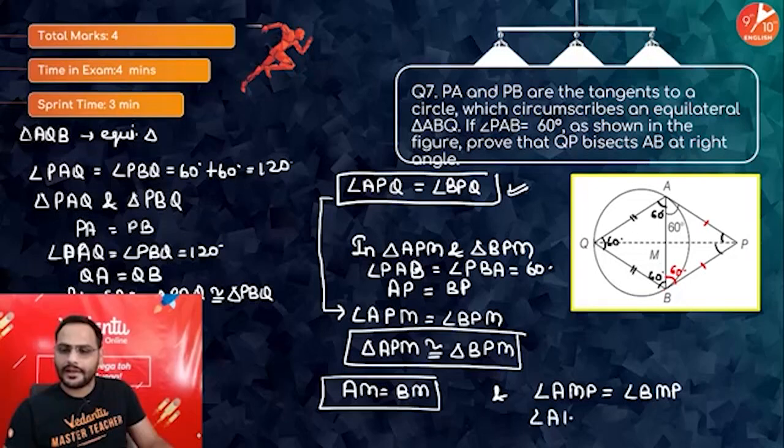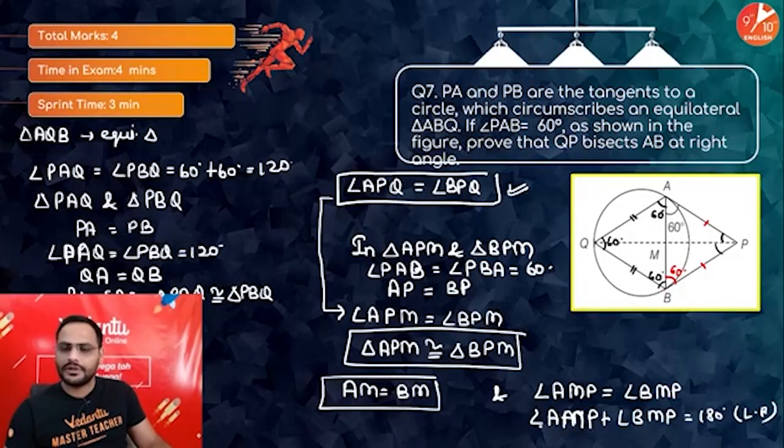Also angle AMP plus angle BMP will be equal to 180 degrees because they are a linear pair. So from these two you will get angle AMP and angle BMP, both are 90 degrees. Seen it a lot many times. So I can say PM is perpendicular to AB.